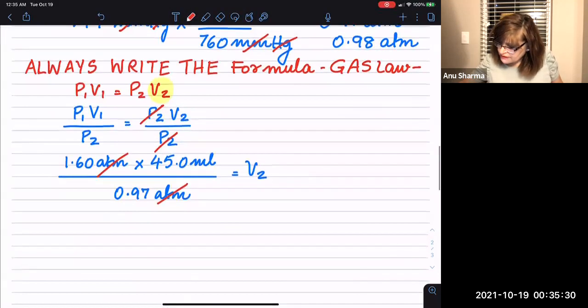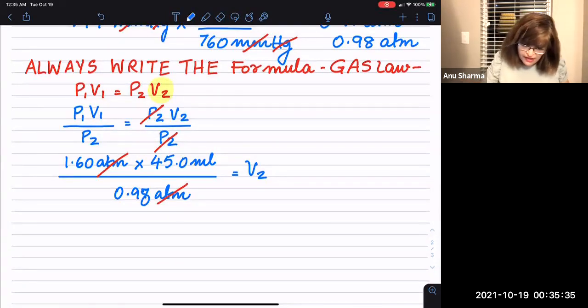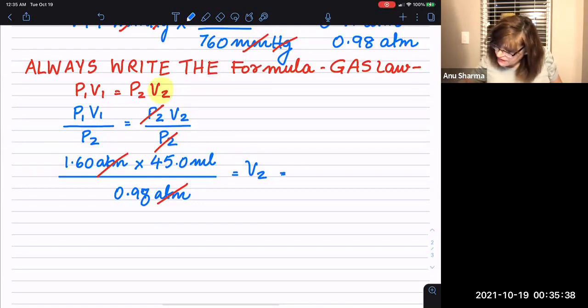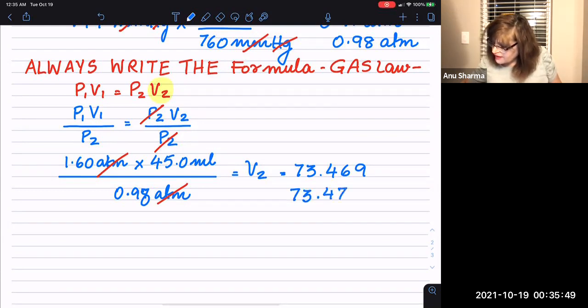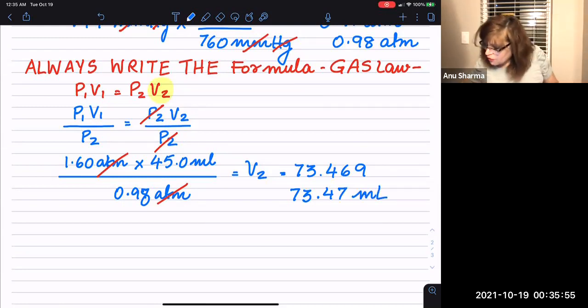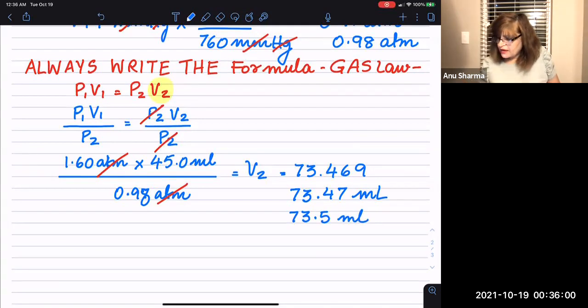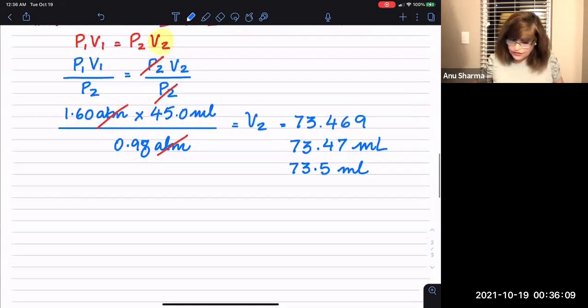So now you're going to use this 0.98 ATM here, and then you get the answer 73.46, and then you can round this up again, 73.47 milliliters, or you can further round it up to 73.5 milliliters. So that's the answer. Okay, so that's one thing.